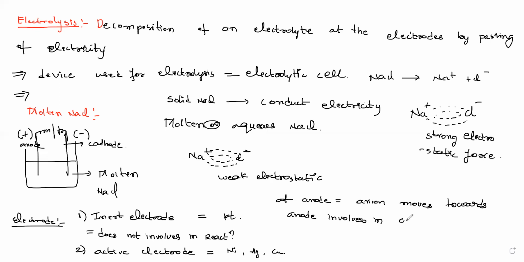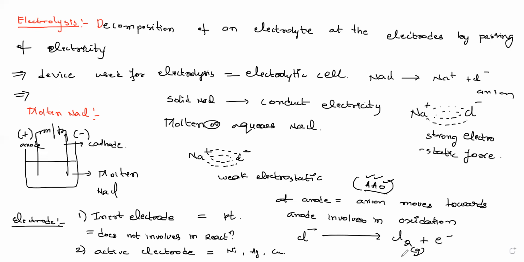That's why here, remember, we are writing the simple code: anion moves toward the anode side, involves in oxidation. But what is the oxidation here? In this case, what is the anion? Cl minus is the anion. Anion Cl minus moves toward the anode side, losing electrons and converting into Cl2 gas.